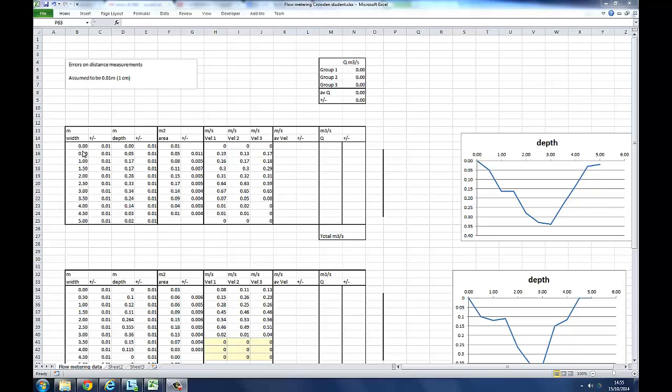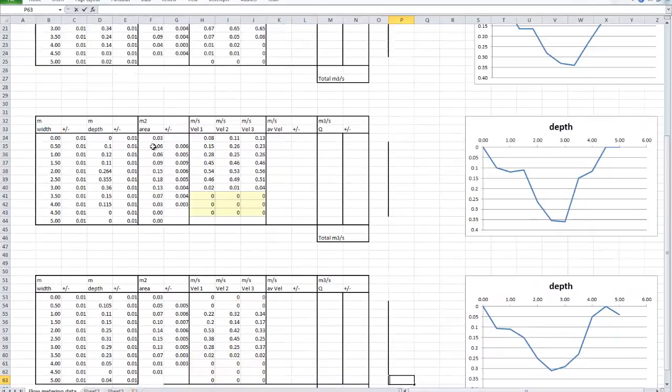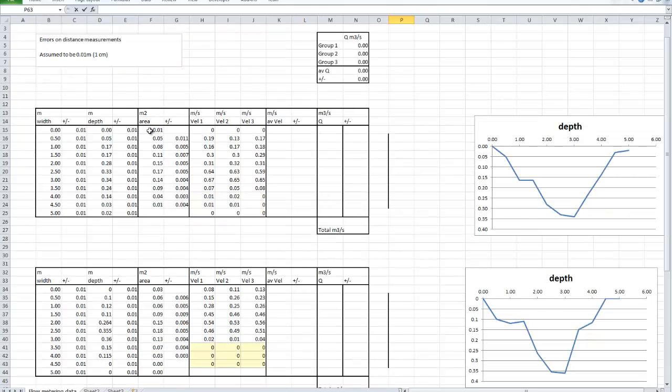so multiplying the width by the depth will give you the area. However, it's a little bit more complicated because of the shape of the channel, and that's plotted over here. So these charts are plotting the width against the depth and reversing the y-axis, so it actually looks like a channel.